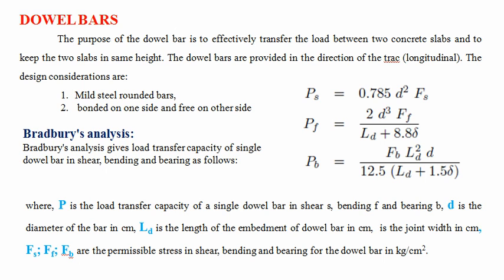d is the diameter of the bar in centimeter. LD is the length of the embedment of the dowel bar in centimeter, and it is joint. Then FS, FF and FB are the permissible stresses in shear, bending and bearing of the dowel bar in kg per centimeter square.